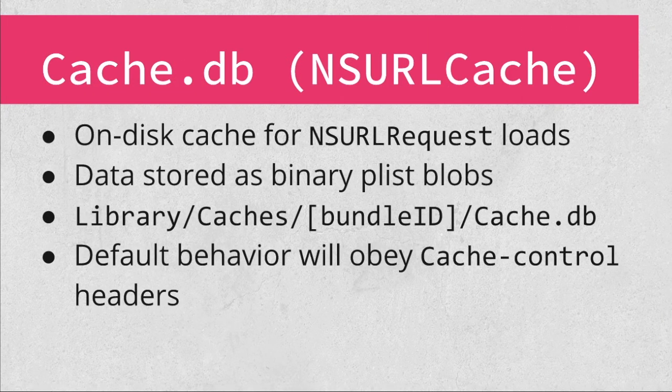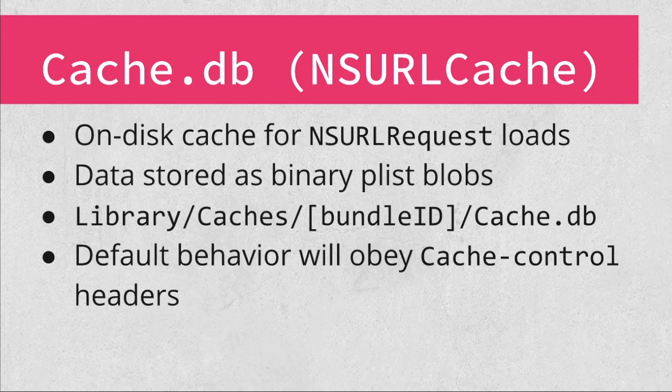The last type of file that we're going to look at is the on-disk cache file used for NSURL cache, which caches requests and responses obtained through the URL loading system on iOS. Data in the cache is stored as binary plist blobs in a SQLite database under the caches subdirectory. Usually these files will be named cache.db, but they can appear under other names.